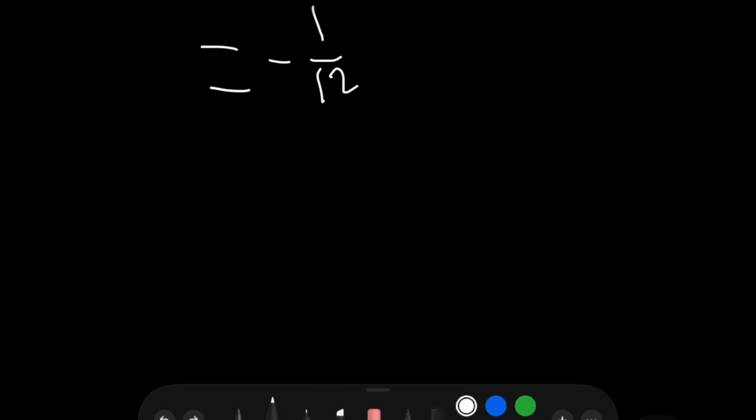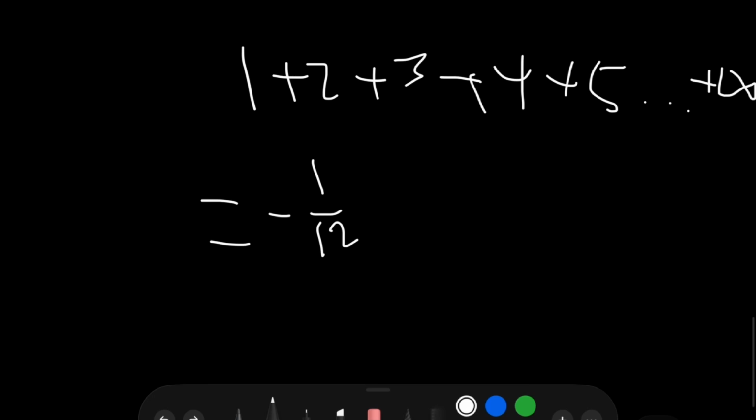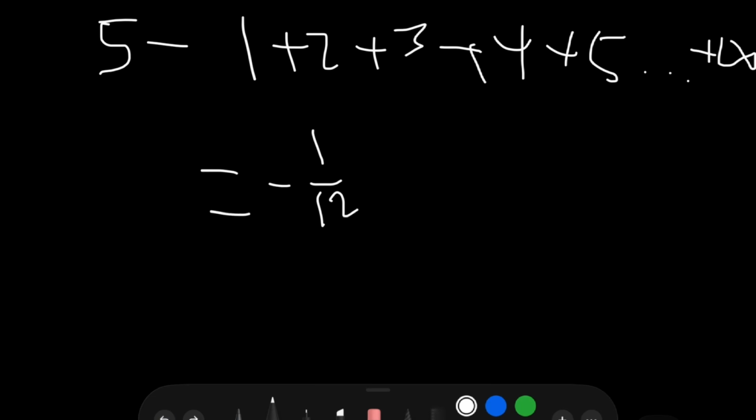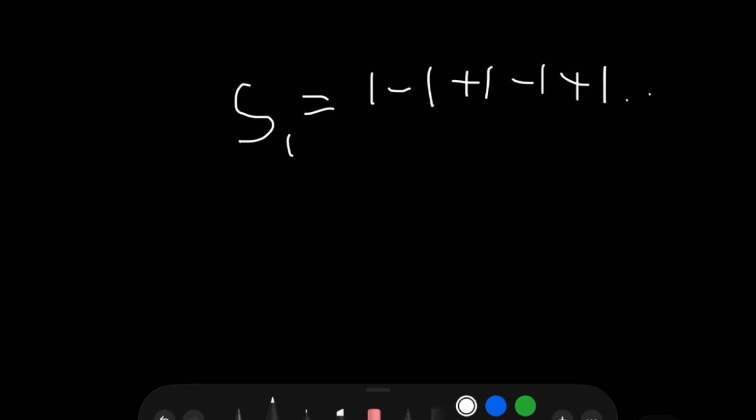Well, let's just call this sequence S. So we have another sequence called S1. And you might think it equals 0, because in reality, it's just 1 minus 1 plus 1 minus 1 plus 1, and then it goes on and on.